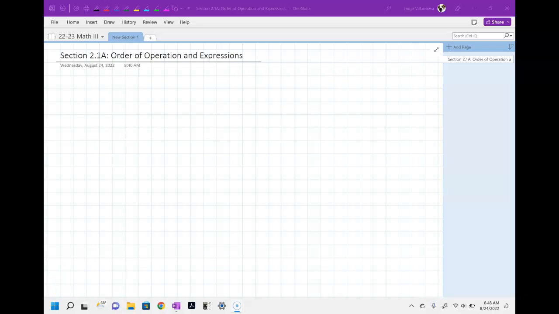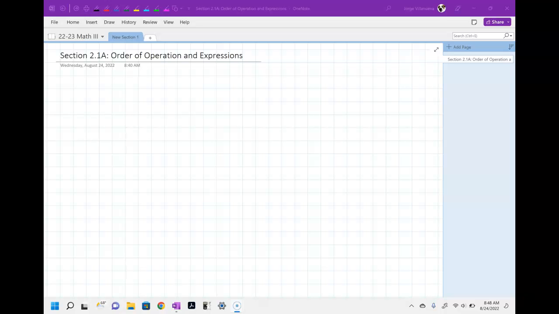All right, so section 2.1a, order of operations and expressions. The whole point of this lesson is to go over PEMDAS, right? How to do math in the correct order, so order of operations, and then go over expressions, meaning like combining like terms and stuff like that. Usually that's 2 sections in an Algebra 1 lesson, so right here they're doing it in one.